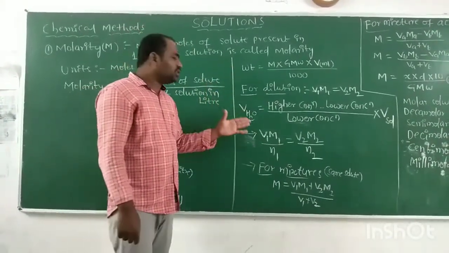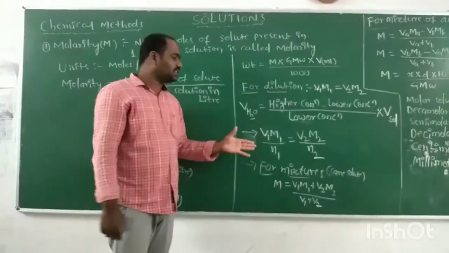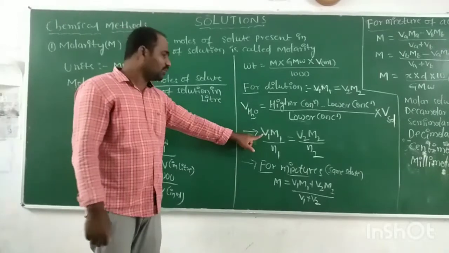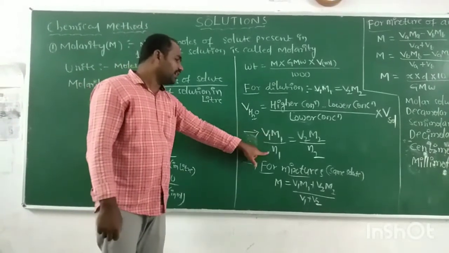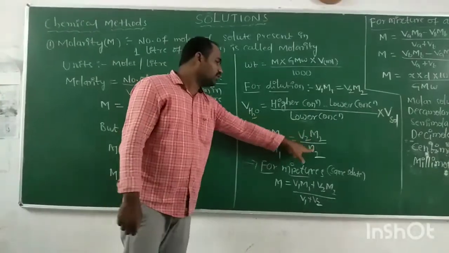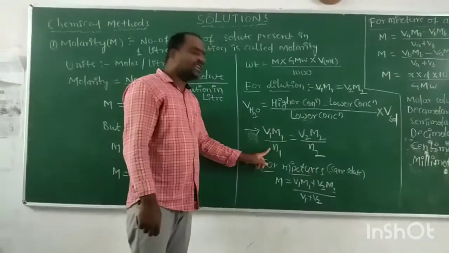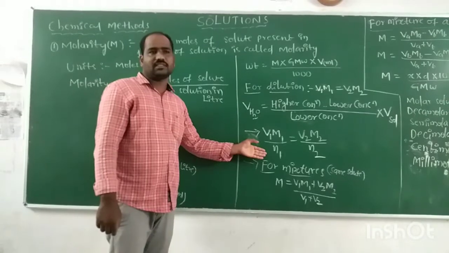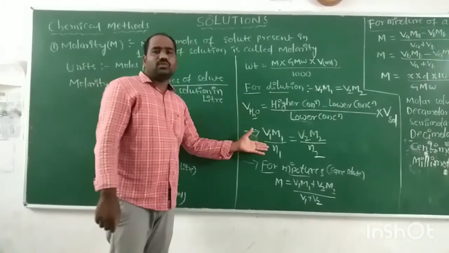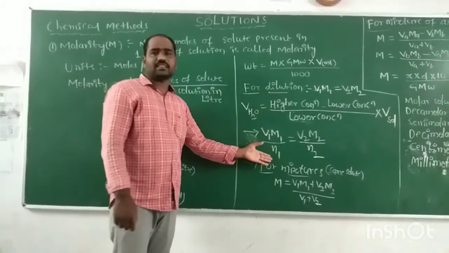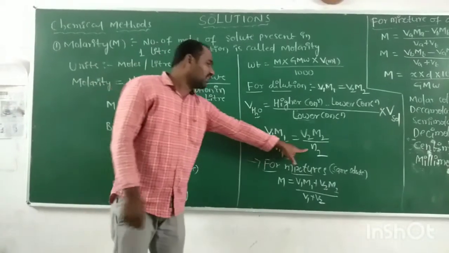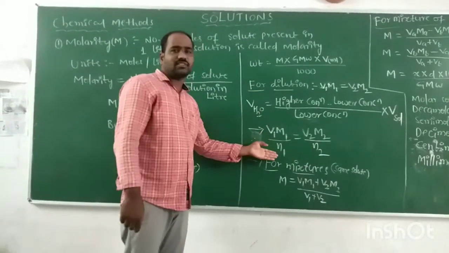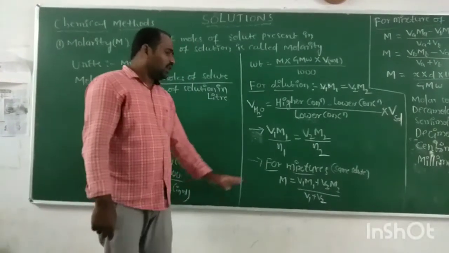When two solutions of different substances react, we have another formula for the calculation of molarity: V1 M1 by N1 is equal to V2 M2 by N2. This formula is used to calculate the molarity of solutions whenever two solutions of different substances are reacting. Here N1 and N2 are the number of moles of the two substances in the balanced chemical equation.